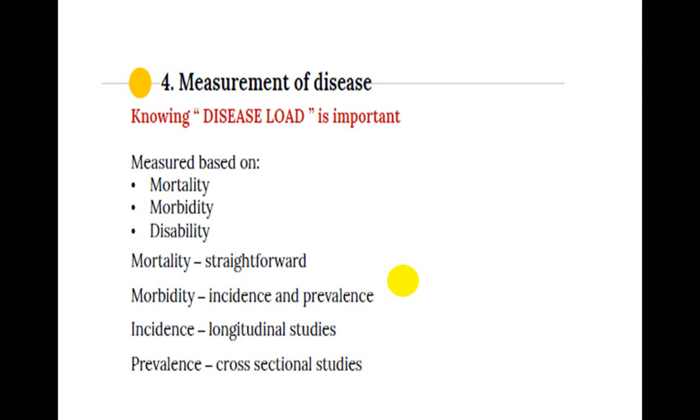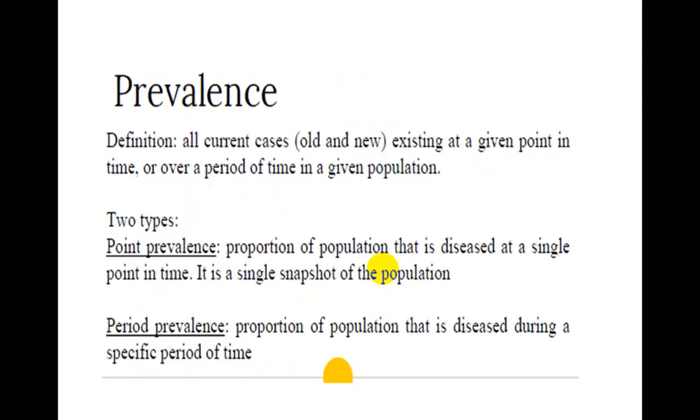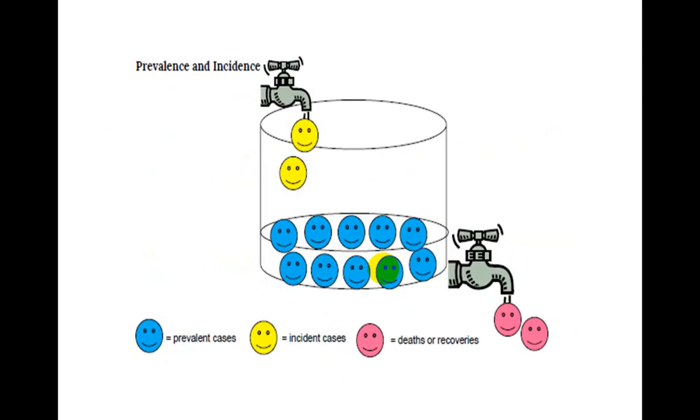Descriptive epidemiology may use cross-sectional or longitudinal designs to obtain estimates of the magnitude of health and disease problems in human populations. Incidence is the total number of new cases divided by the total population, multiplied by 1000. Prevalence is the number of old and new cases divided by the population over a given period of time, multiplied by 100. There are two types of prevalence, point prevalence and period prevalence.